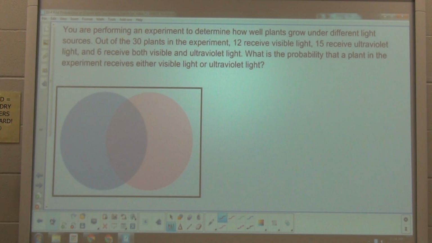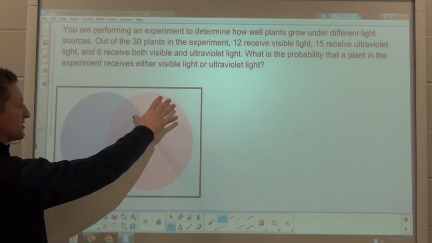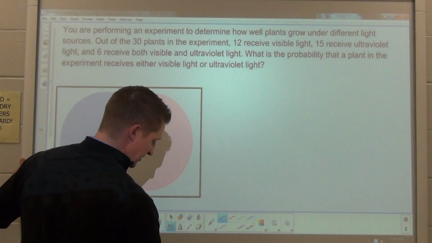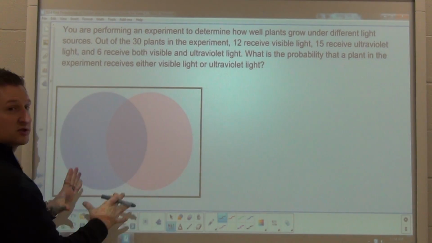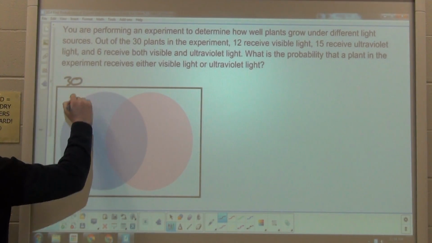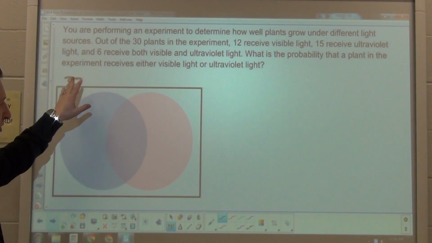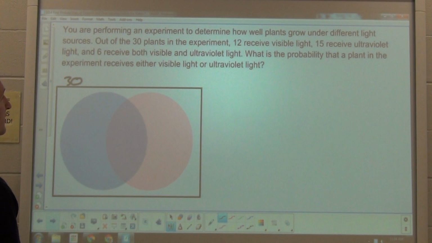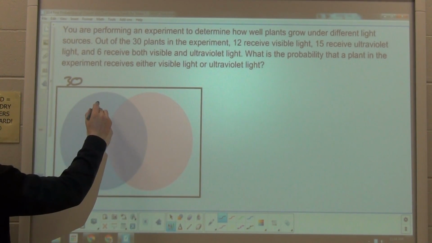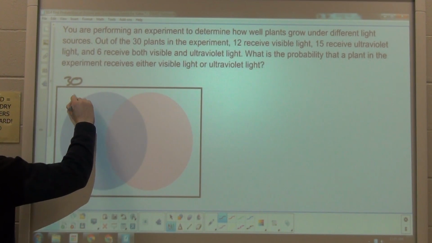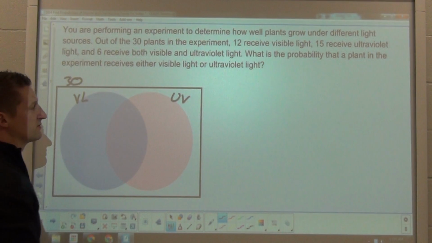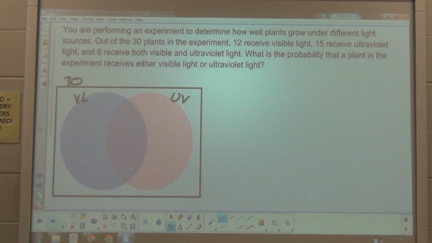The Venn diagram has a couple of different events, and you notice that they overlap in the middle. So first I'm going to put down a couple of numbers that describe my situation in this diagram. First of all, I know that there's 30 plants total in the experiment, so I'll put a 30 just on the outside of the rectangle. Now I'm going to label my two different options. I can either receive visible light or ultraviolet light. Those are two different kinds of light that these plants are receiving.